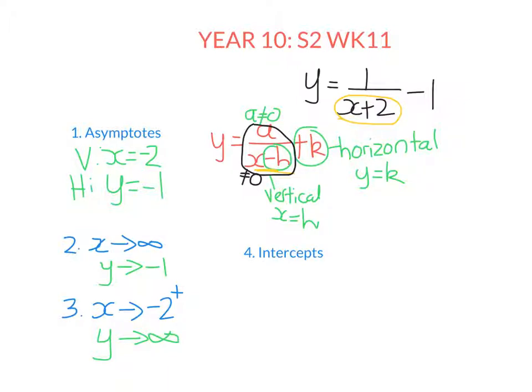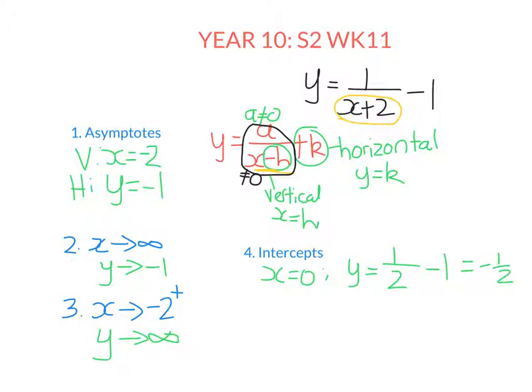So what we've always done to find the y-intercept is let x equal 0. So if I let x equal 0 in this equation here, I get y equals 1 over 0 plus 2 minus 1, which is minus a half. So there's no reason in the world that x can't equal 0 here. In fact, the only number x can't equal is minus 2. So we have that the y-intercept is minus 1/2.